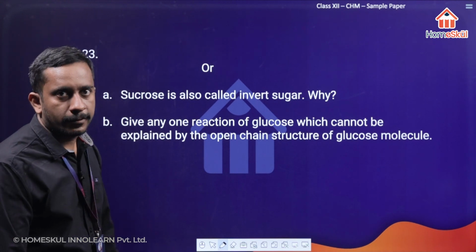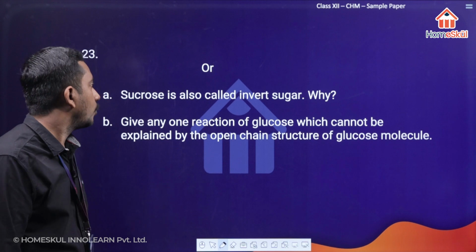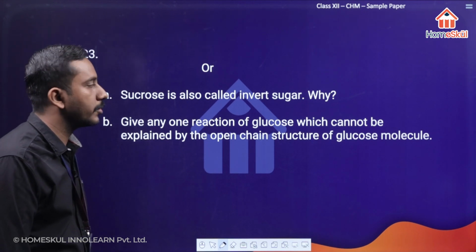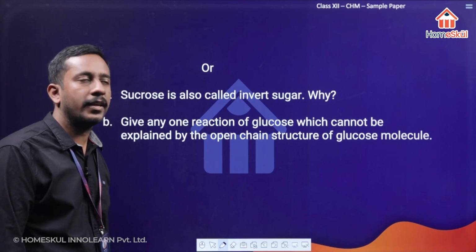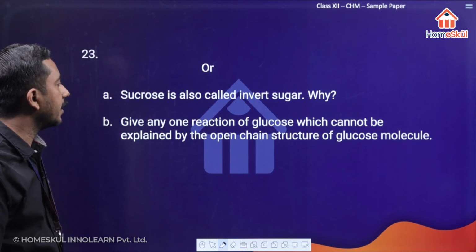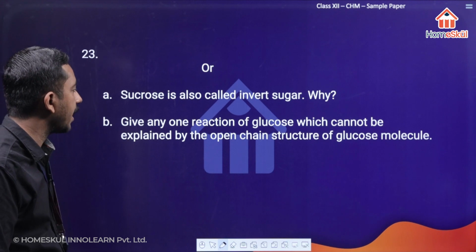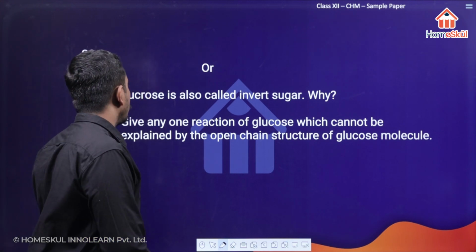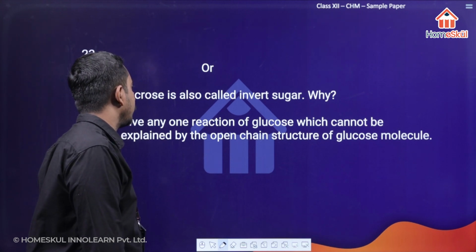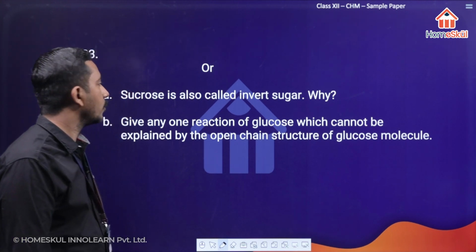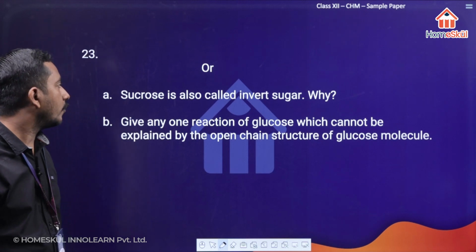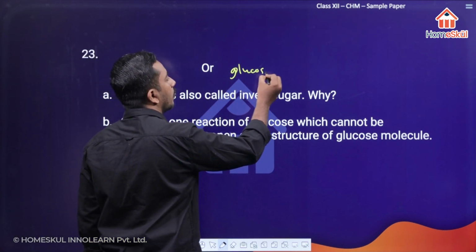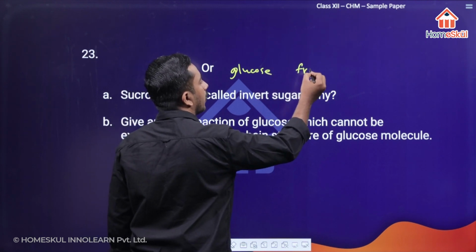So that was one set of questions, or we can answer the next set of questions. We have two questions here. The first question is: sucrose is also called an invert sugar. Why? And the next question: give any reaction of glucose which cannot be explained by the open chain structure of the glucose molecule. The first question corresponds to the optical activity of the sucrose molecule. If you hydrolyze sucrose, we obtain one molecule of glucose and one molecule of fructose.